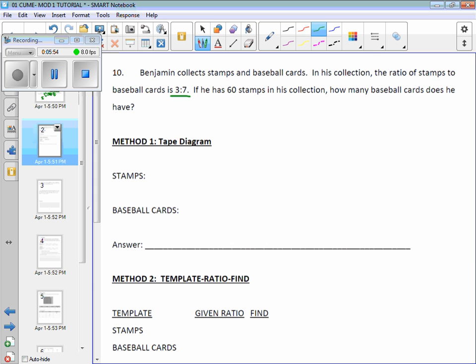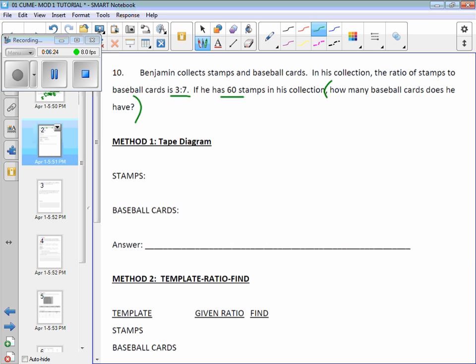My 60 stamps is a key VIP. And the gist, or what they're asking for us to do, is in that last statement. How many baseball cards does he have? From there, we're going to build our tape diagram. Our given ratio is always, always, always going to be our tape diagram. It's 3:7. I'm going to build a tape diagram showing 3:7.